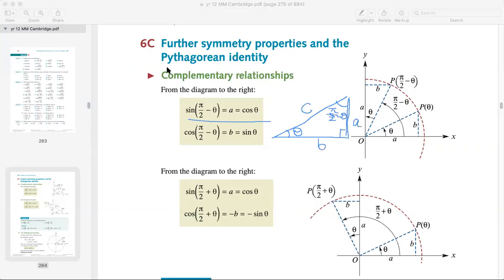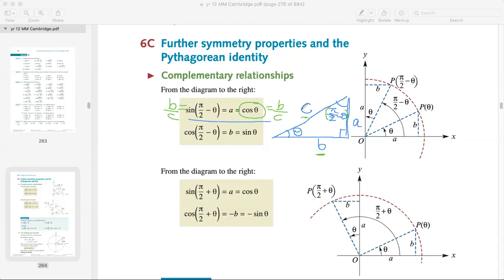So in this case, sine of pi on 2 minus theta is B over C. Make sense? B over C, opposite over hypotenuse. But at the same time, my cos theta is adjacent over hypotenuse, which is B over C as well. So essentially, they are the same thing, right? I use this one to help you get the idea of this. Okay.